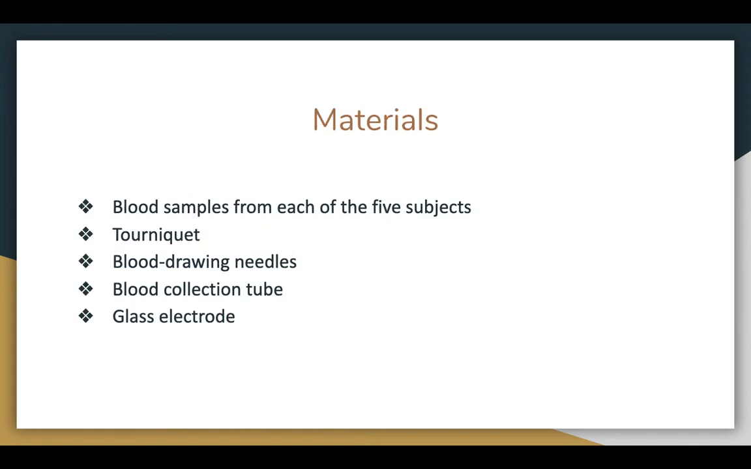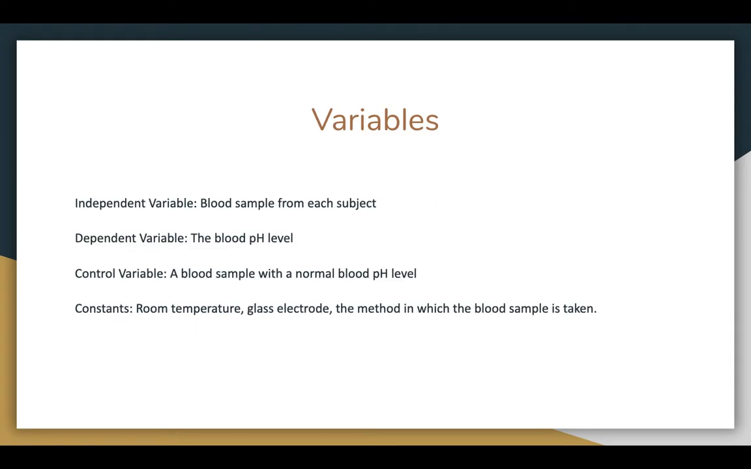So the materials needed, we need blood samples from each of the 5 subjects, and then we need a tourniquet, a blood drawing needle, and blood collection tube to get the blood, and then a glass electrode to measure the pH of the blood. So our independent variable is the blood sample from each of the subjects. The dependent variable is the blood pH level.